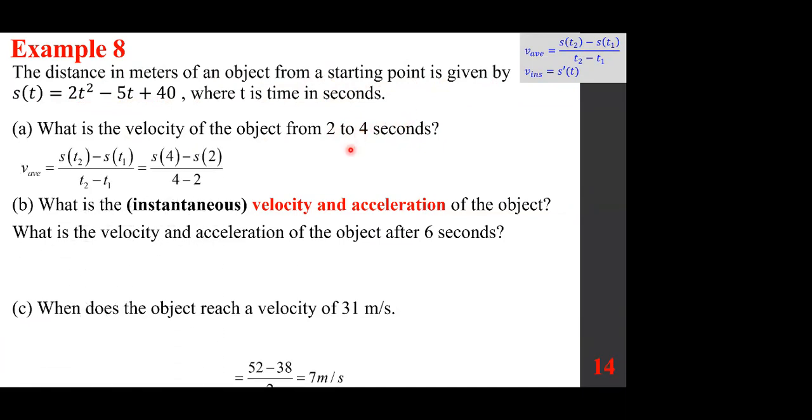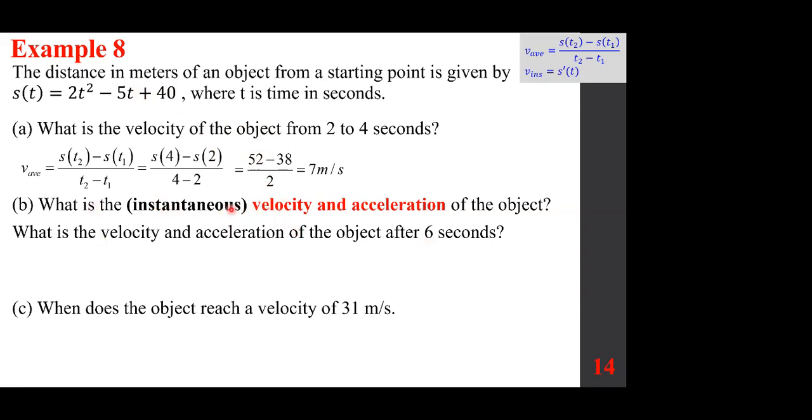We did this, and we came up with 7 meters per second. Basically, it means plug in 4, 52. Plug in 2, 38. Their difference, divide by t sub 2 minus t sub 1. Why am I giving you this question? Because actually, for part B, I want to show you how fast now you can come up with the answer.